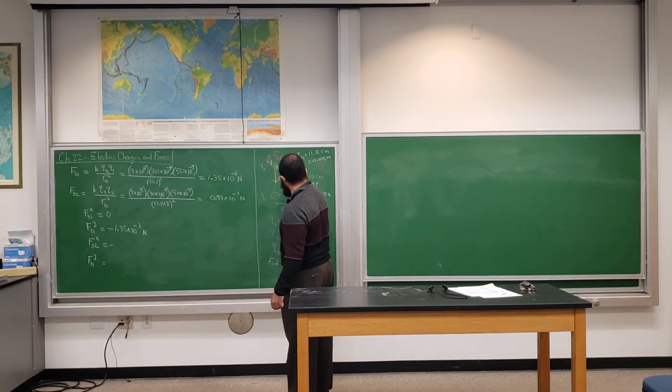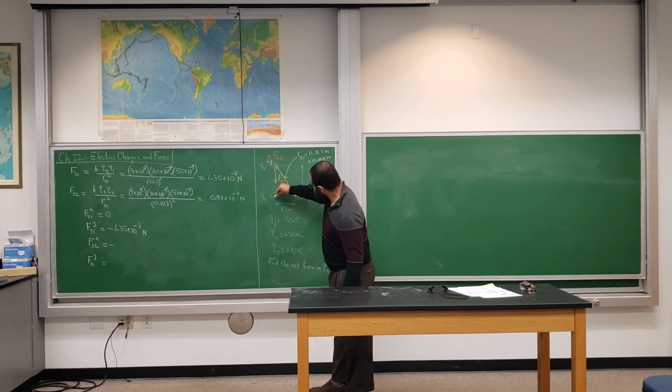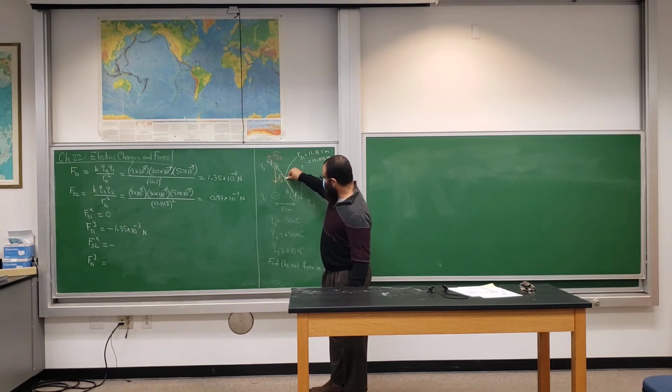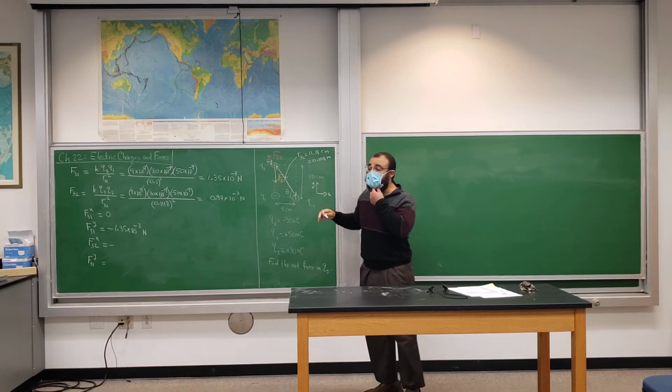It's the same angle as theta, right? And what's the cosine of it? Cosine is adjacent over the hypotenuse. So it will be 5 centimeters, which is 0.05, divided by the diagonal, which is 11.18 centimeters. So you can put 5 over 11.18, centimeter over centimeter, so they cancel.